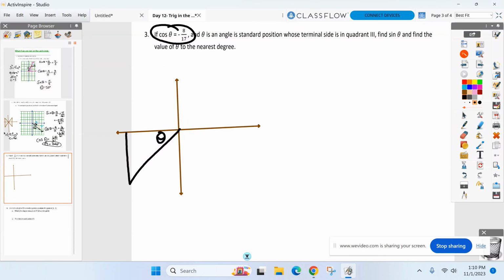What do you know about cosine, other than it's the x-coordinate, which I can't use? It's what? Cosine: adjacent over hypotenuse. So ready? What can I put to the adjacent side to theta? Adjacent over hypotenuse. 8. And look where it is.